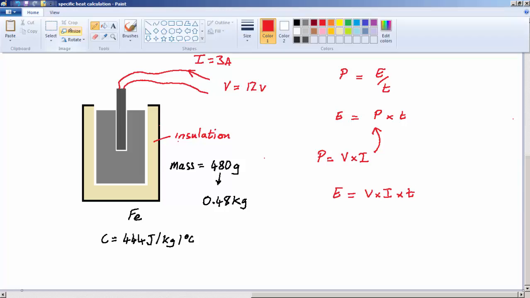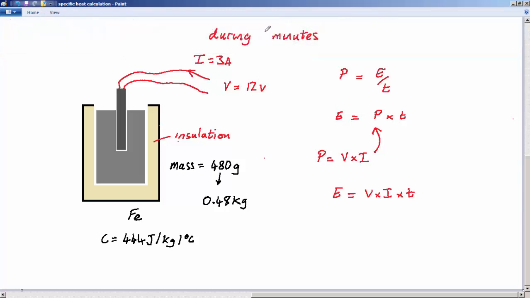T is in seconds. They may well, again, just to trick you, give you the time in minutes, and you've got to change that to seconds, which you know is 60 seconds per minute. And so that gives you 12 times 3 times 60, which comes out as 2160 joules. Okay, so that is your value of Q that is being transferred into the block.